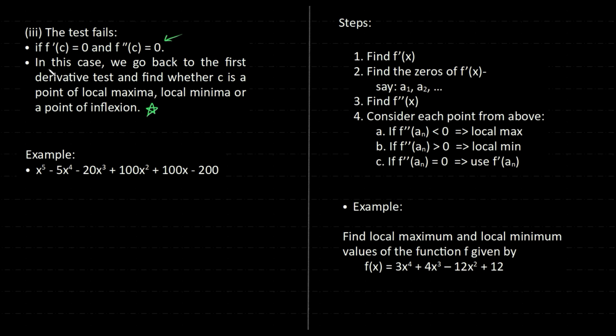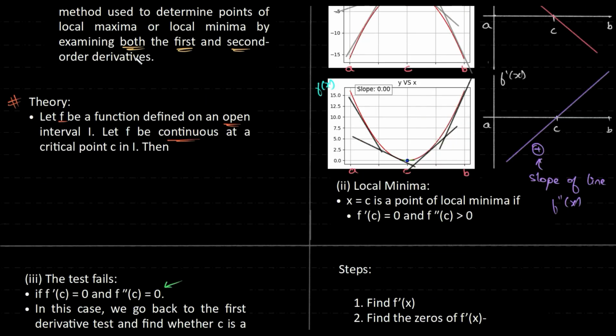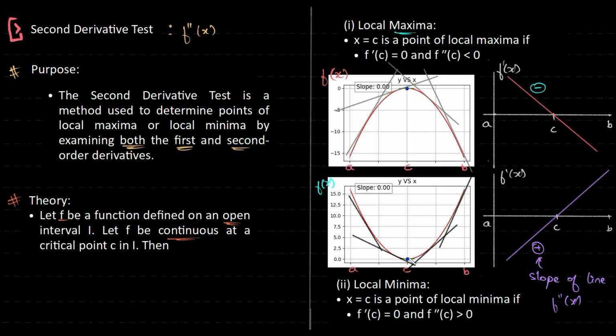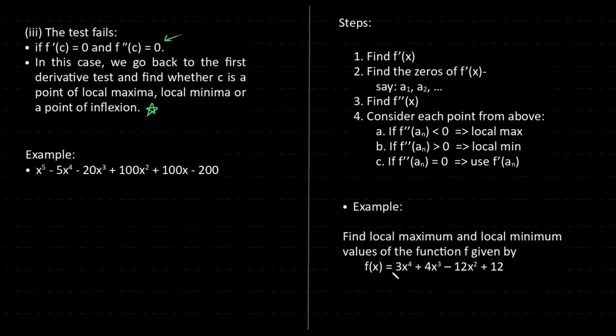Okay, in this case, we have to go back to f of x, f prime of x, that is the first derivative test, and find whether c is a point of local maximum, local minima, or point of inflection. So whenever f double prime of c turns out to be 0, the test is not helping basically. Okay, so all in all, we have 3 possibilities, not 3 tests. So maxima, minima, and point of inflection. But yeah, f double prime of c cannot determine point of inflection.